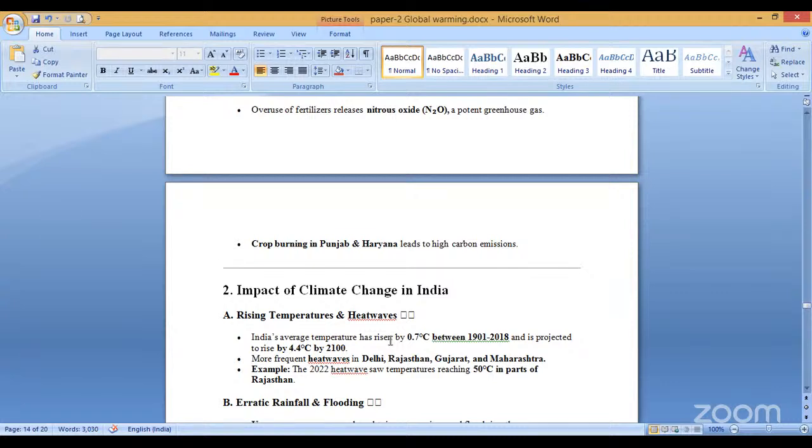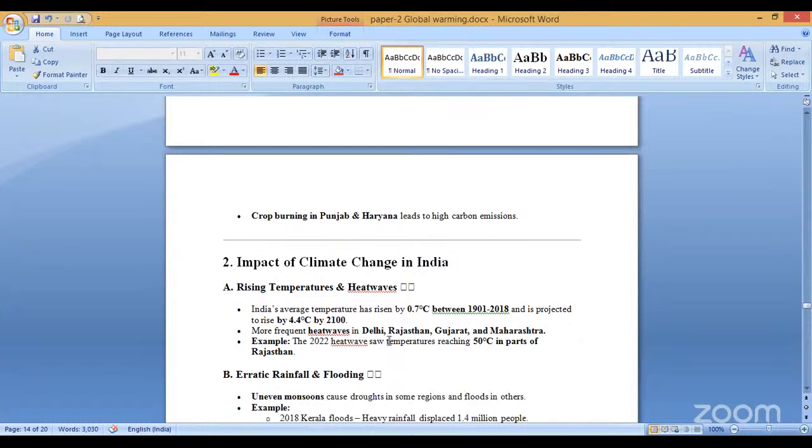Impact of climate change in India: rising temperatures and heat waves. India's average temperature has risen by 0.7 degrees centigrade between 1901 and 2018, and it is projected to rise by 0.4 degrees centigrade more, with more frequent heat waves in Delhi, Rajasthan, Gujarat, and Maharashtra. For example, the 2022 heat waves saw temperatures reaching 50 degrees centigrade in parts of Rajasthan.